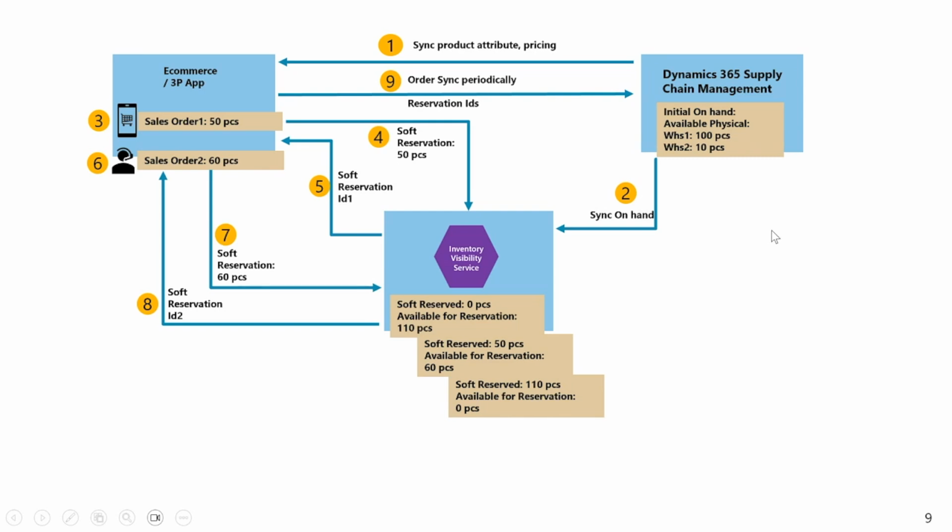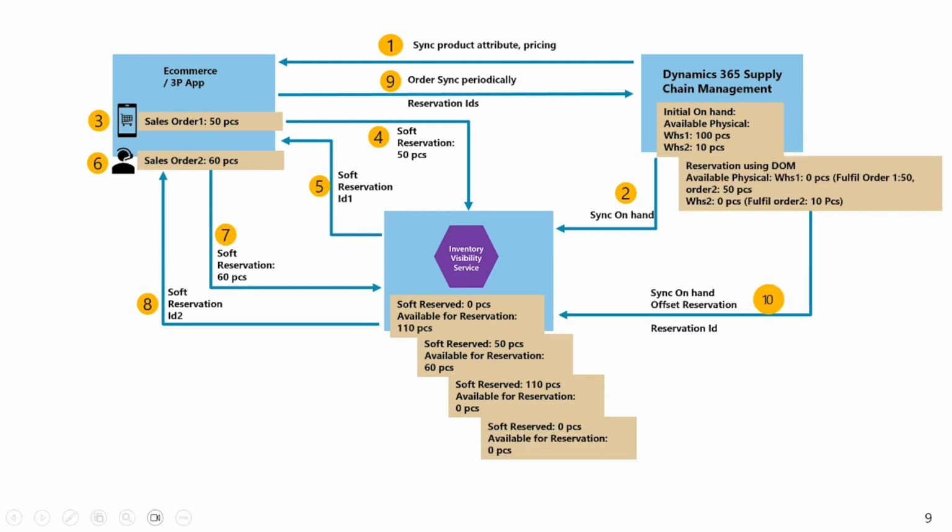In Dynamics 365 SCM, when order lines are hard reserved through automatic reservation or DOM or RTW process, quantity will be reserved against a specific warehouse. But when Dynamics 365 SCM sends an offset reservation request to IVS, it finds the reservation based on the reservation ID and the product. So the offset reservation criteria in this case only check to match the product and reservation ID and no longer match the inventory dimensions, which was the case in the previous scenario when the order quantities were soft reserved at the warehouse level.